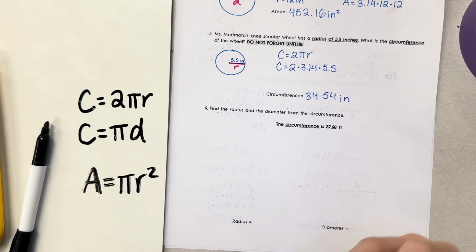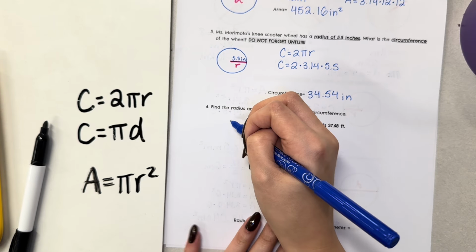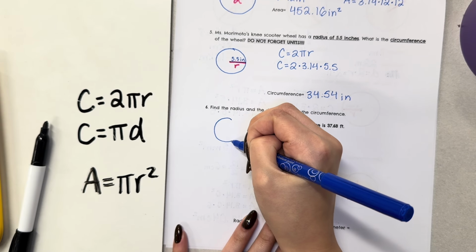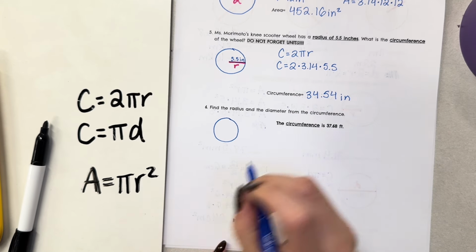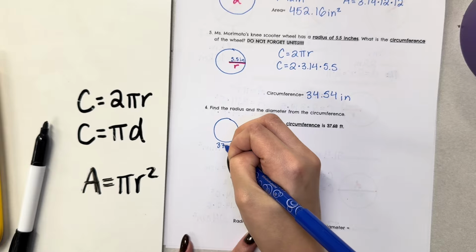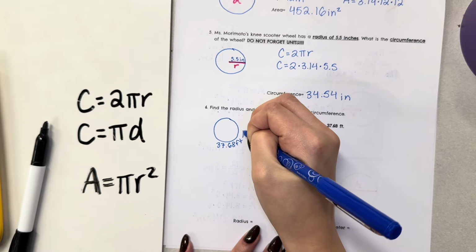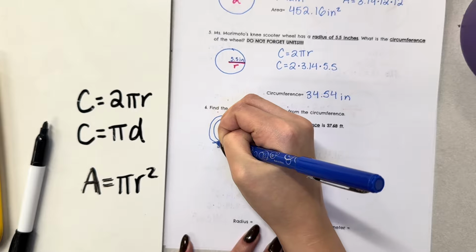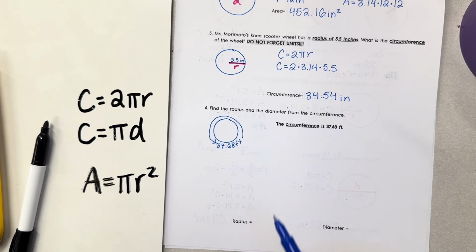So again, I'm a visual learner. I really like to draw pictures. So I'm going to draw a picture of what's happening here. This problem says that I have a circle whose circumference is 37.68 feet. Now remember, circumference goes all the way around. The outside of this circle is 37.68 feet. It is asking me for the radius and the diameter.